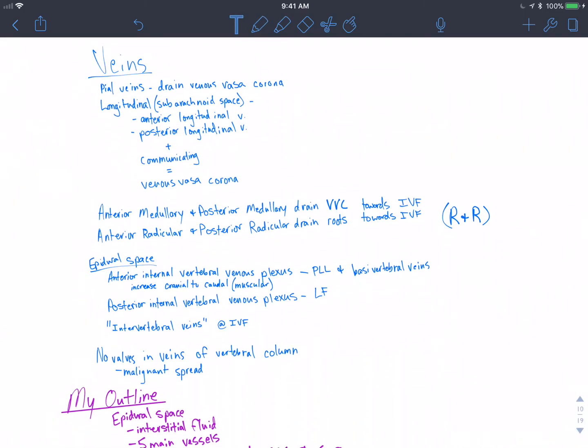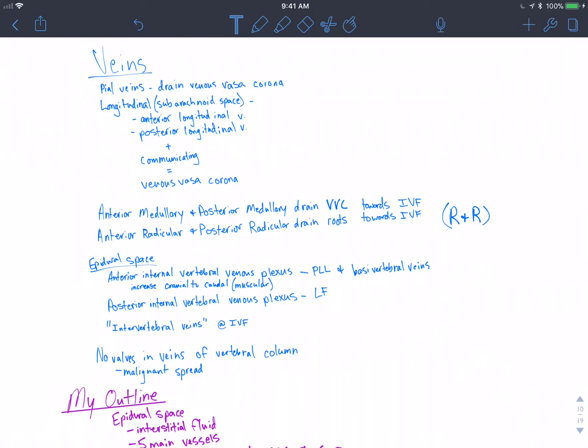Talk a little bit about veins here. So pretty much almost the same idea with the veins, right? Almost overlap completely, but we got a couple different guys, okay? So just looking at the posterior veins, these are going to drain the venous vasa corona, right? The crown of the veins. And keep in mind, you're draining all this blood out to the IVF. You want to get it out, out, out.